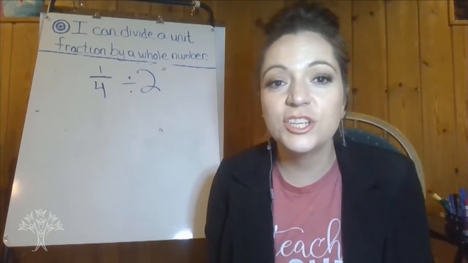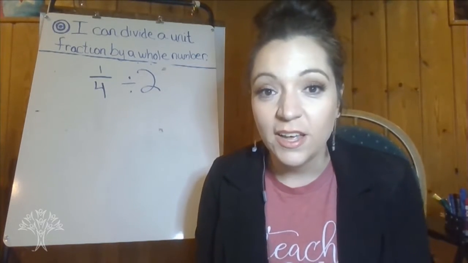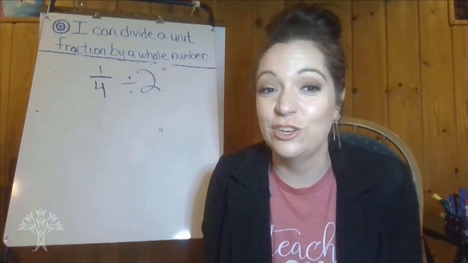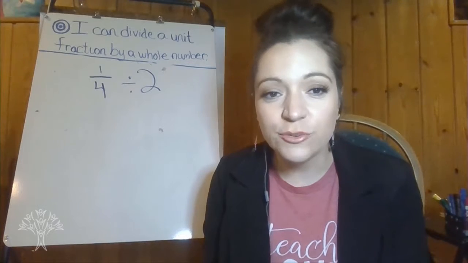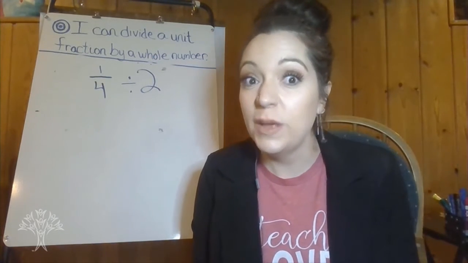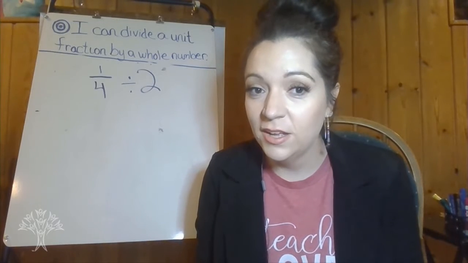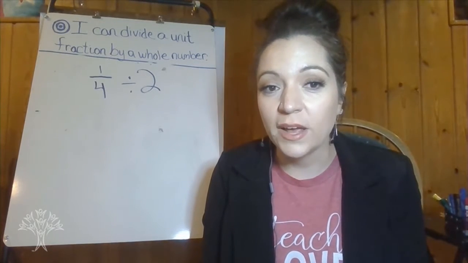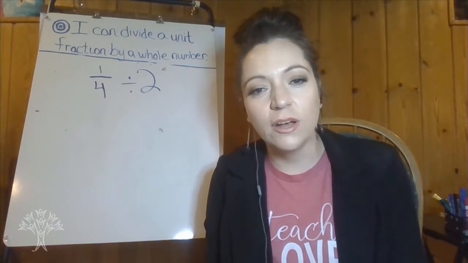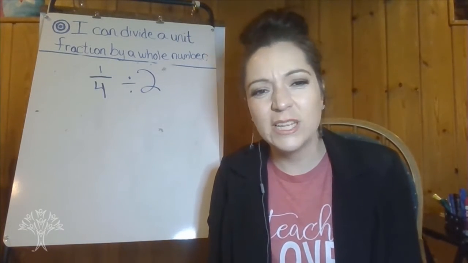The first way is sharing and then grouping. I want you to think privately about which version makes more sense to you. The first way is 1/4 of something shared evenly between 2 people. And the second one, the grouping, is the number of groups of 2 you can get out of 1/4. Which one makes better sense?